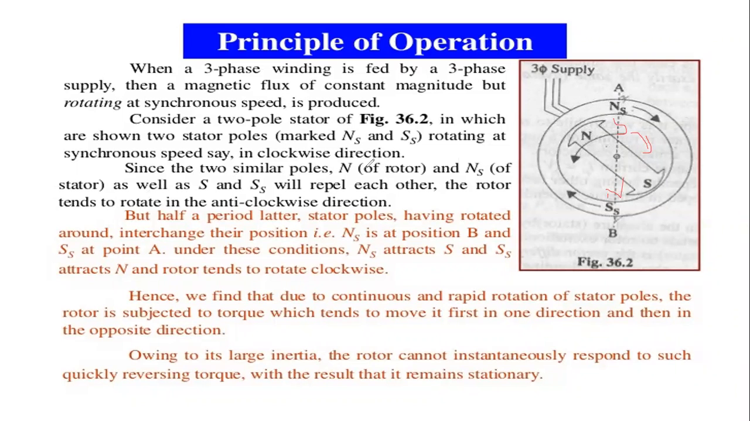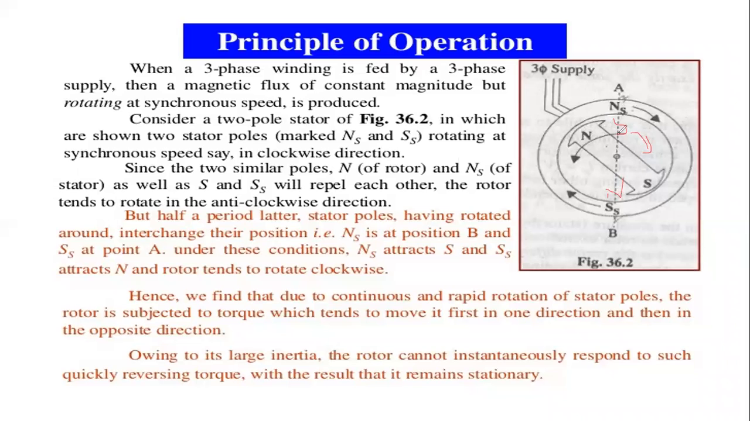Since two similar poles, N and NS as well as S and SS, will repel each other. These are the similar poles and these are the similar poles. At this condition both the poles repel each other. At this condition the rotor rotates in the anti-clockwise direction.